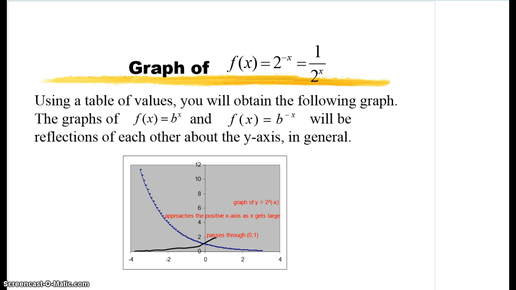Let me try and make this a little nicer here. So something like this. This was y equals 2 to the x. This is y equals 2 to the negative x. So notice the graphs of b to the x and b to the negative x will simply be reflections of each other about the y-axis in general. That's a very helpful fact to know. So please take a note of that.